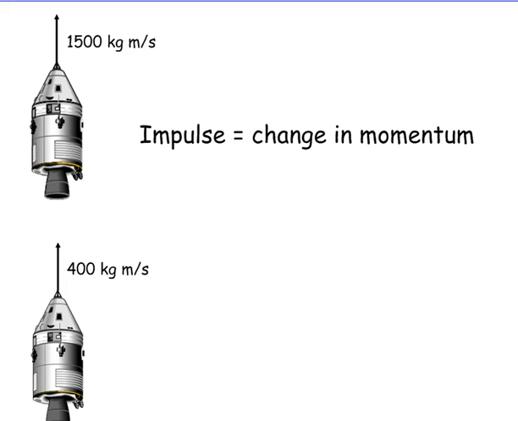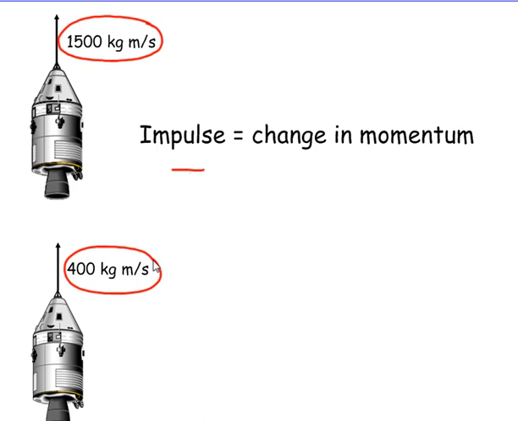Here I've got a rocket ship that has a momentum of 400 kilogram meters per second. It then, because of its boosters, increases that momentum to 1,500 kilogram meters per second. So its momentum increased. I know that has to be because of an impulse. The impulse is a force for a certain amount of time.